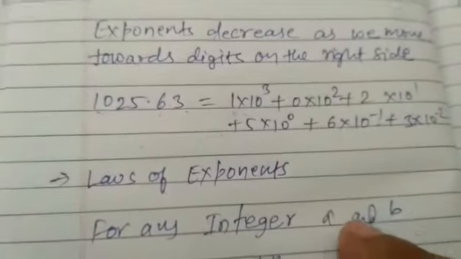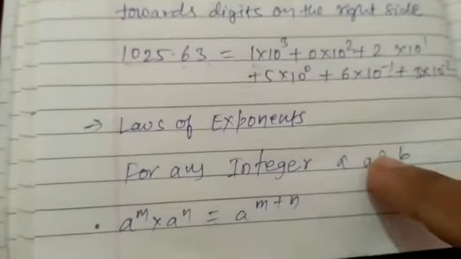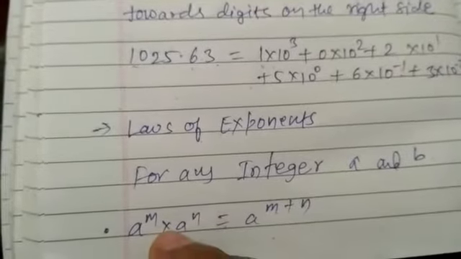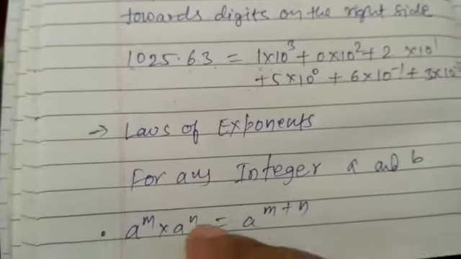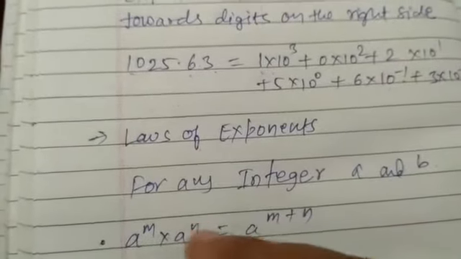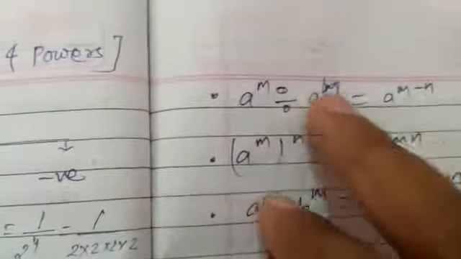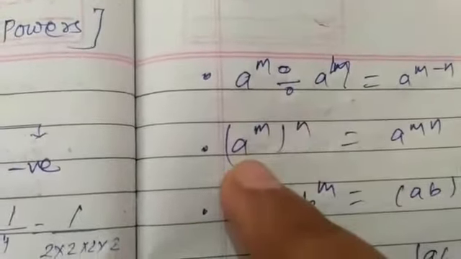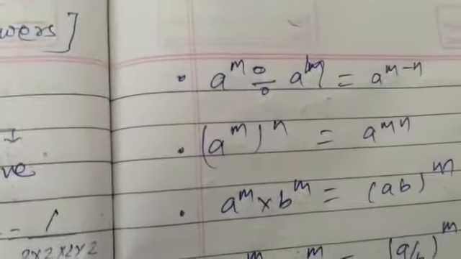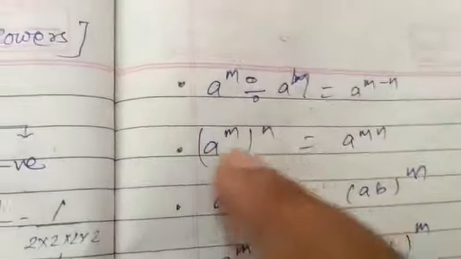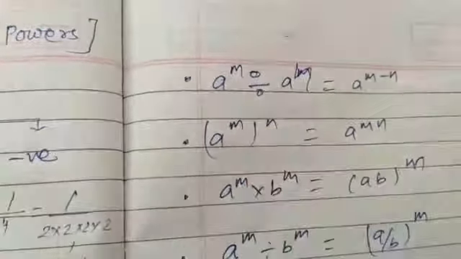For any integers a and b, I can write a raised to the power m into a raised to the power n. In the form of multiplication, two exponential numbers are there and their base is the same. Then we keep the base and add up the powers. Similarly, in the case of division, we subtract the exponents. And in the third case, a raised to the power m, and that raised to the power n, we multiply the exponents.